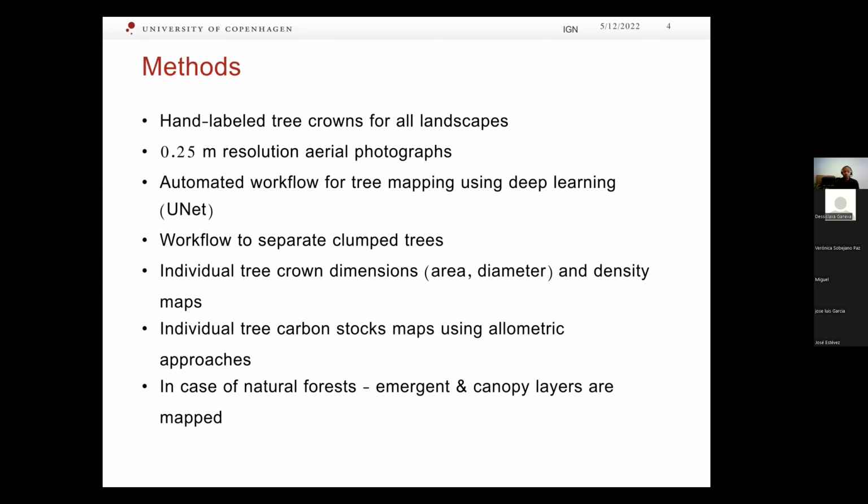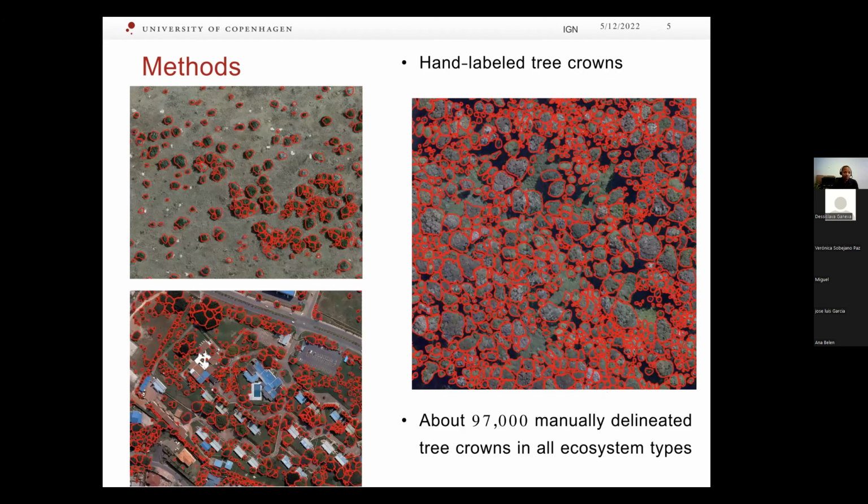And then for the rainforest, of course, because we have a lot of overlapping layers, only emergent and canopy layers are mapped, which means the understory trees are missed. But we did field work to make sure that we know the amount of trees we are missing because they are understory vegetation. So this is just a glimpse of what it looks like.